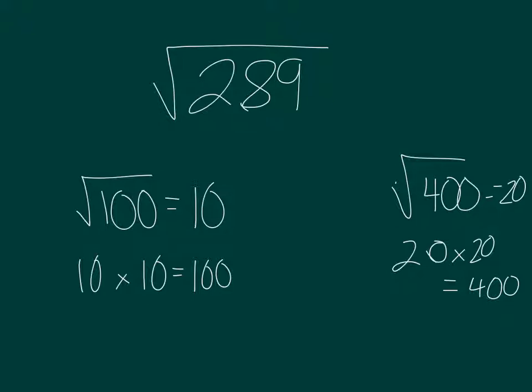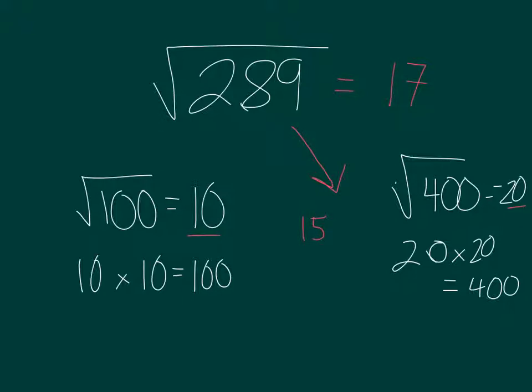So I have to think about it and think, okay, well, if the square root of 100 is 10 and the square root of 400 is 20, this number falls somewhere in between those, probably a little closer to the 400. So I'm not going to say 15 because if I've got 10 here and 20 here, then 15 would fall right in the middle. I'm going to say it's a little larger than 15, so I'm going to guess 17.